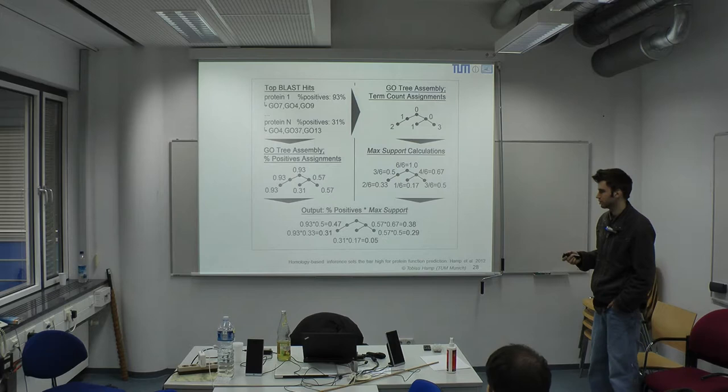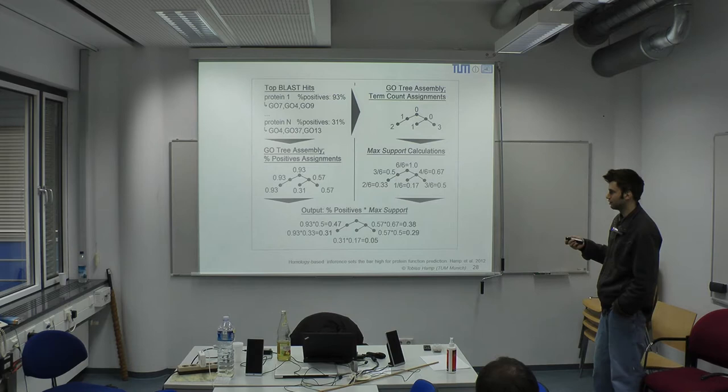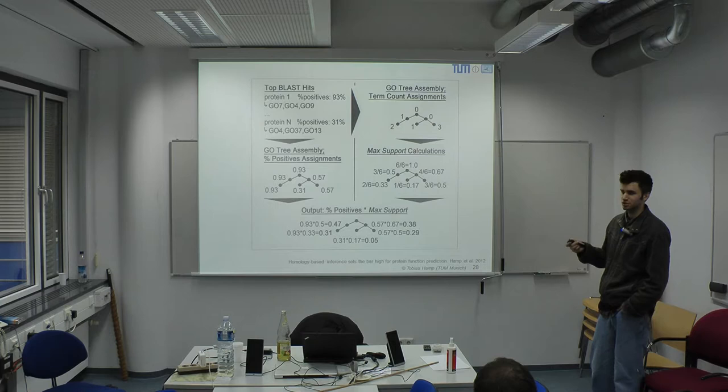In the first score, you simply look at the percentage positives. So percentage positives is the identity of the amino acids that have a positive substitution score in the BLOSUM matrix. This sounds quite complicated, but this is in fact very similar to sequence identity. So simply think of this as sequence identity.